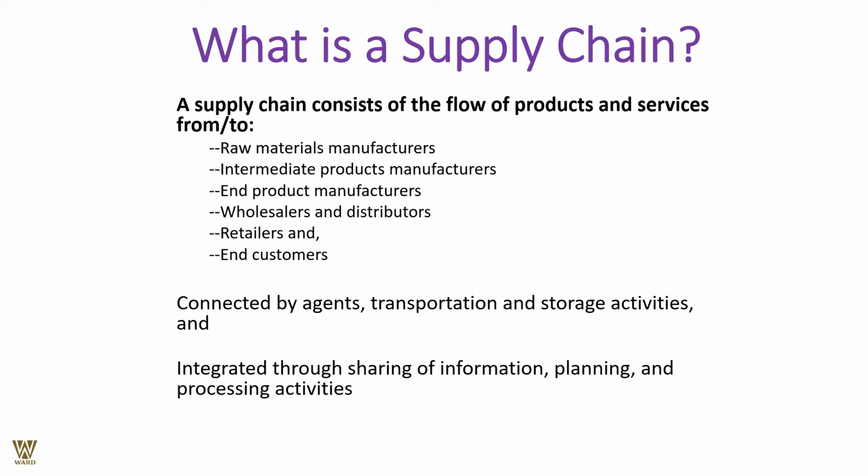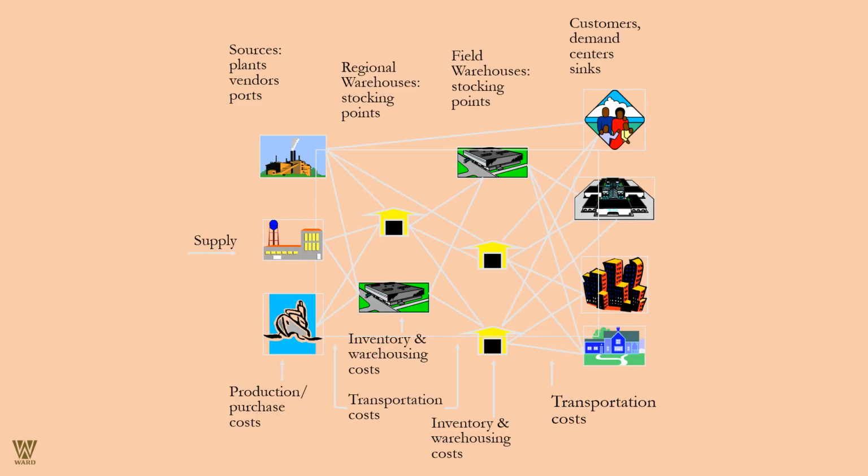So yes, we are talking about every movement from raw material manufacturers, to intermediate product manufacturers, to end product manufacturers, wholesaler, distributor, retailer, end customers. We are talking about connections in terms of agents, transportation, storage activities, integrated through sharing of knowledge, sharing of information, sharing of planning and processes. And there are plentiful examples around it.